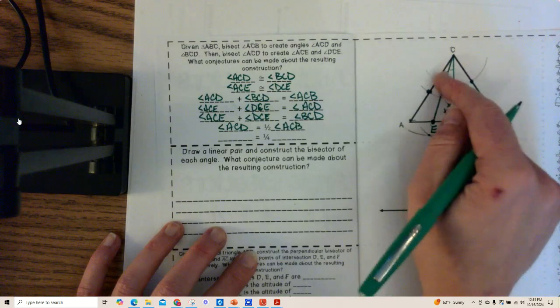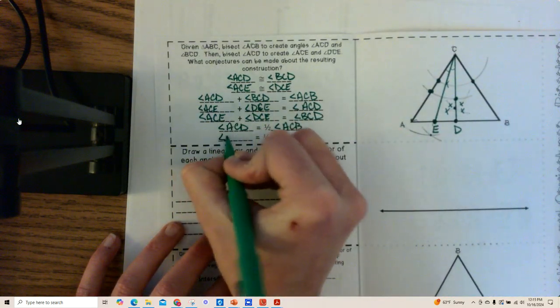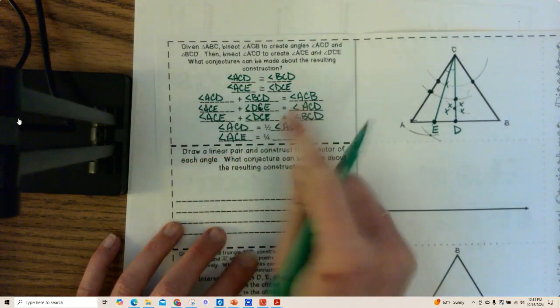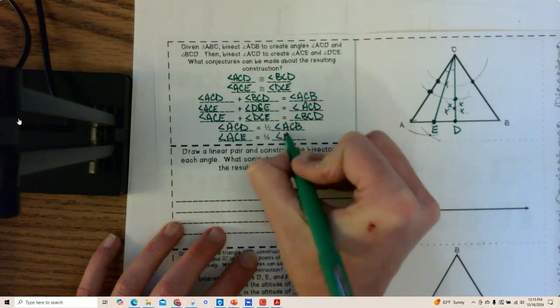And then that second split that we made, which made ACE, so angle ACE, is equal to a fourth of the original angle measure. And so when I'm saying it's equal to a half, or equal to a fourth, or if we add them together it's equal, I mean they measure the same thing. That's the relationship between them and their measurements.